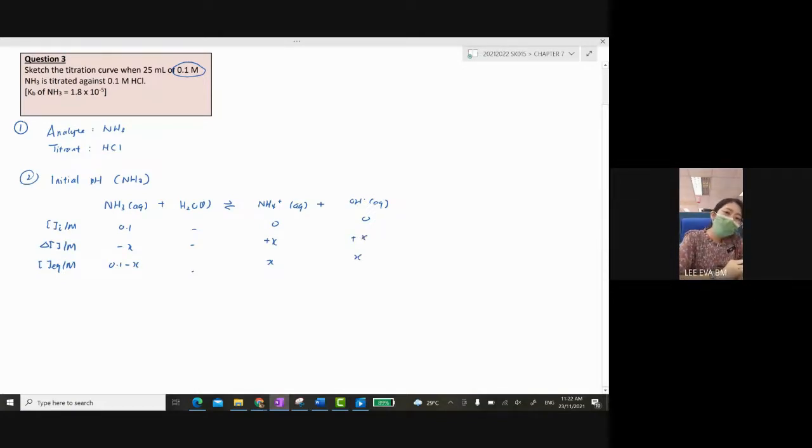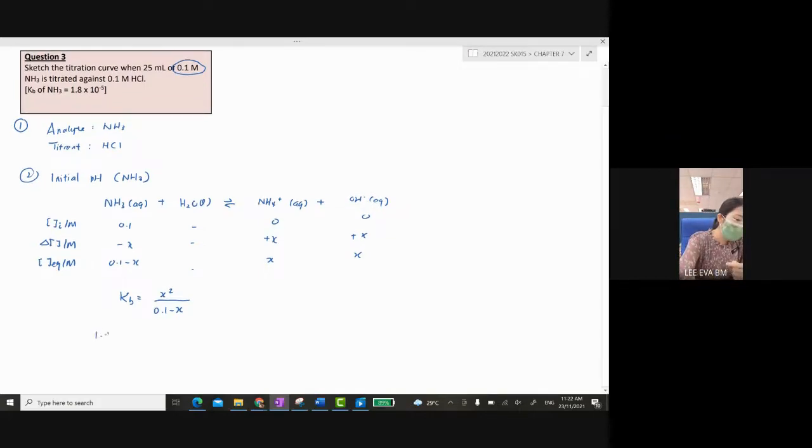Okay, and then similarly, we have the Kb expression. So Kb will be the NH4 plus concentration times OH minus, divided by the concentration of NH3. So in this case, still the same. We're having the value here. Then substitute the value of Kb and solve the quadratic equation to get the value of X.